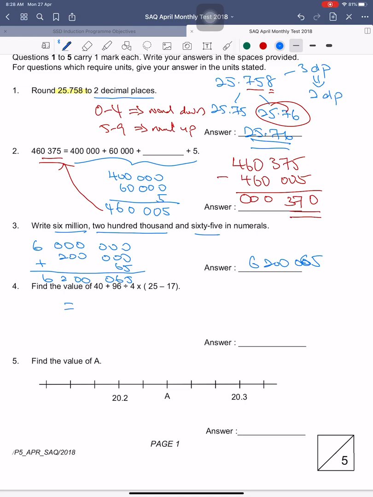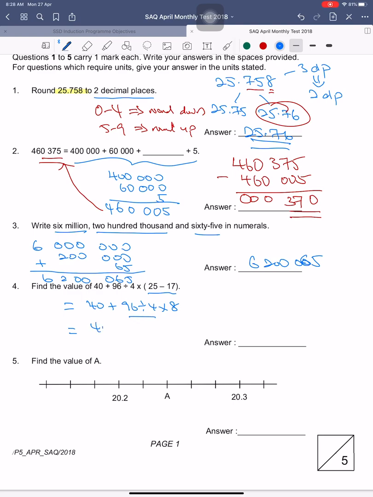Question number 4. Order of operations, so there's a bracket there. Rule number 1 says if there's a bracket, let's work on the bracket first, even though it's subtraction. So write down the rest. 25 minus 17 is 8. Next you remove the bracket. You have addition, division and multiplication. So rule number 2 says do division and multiplication first, but left to right.